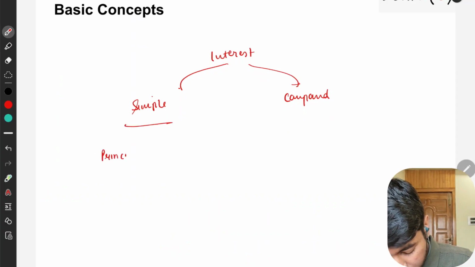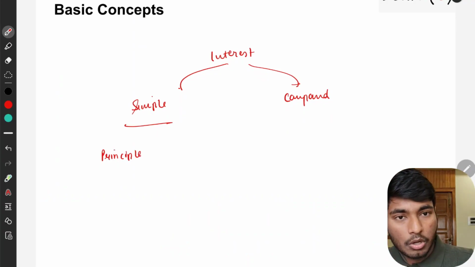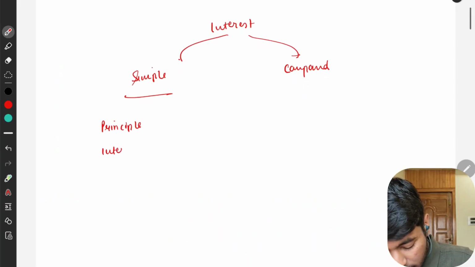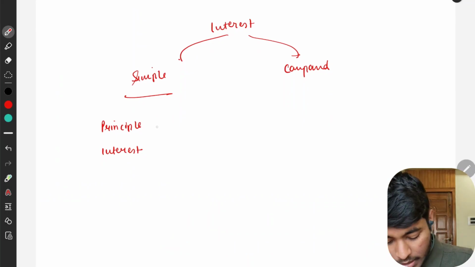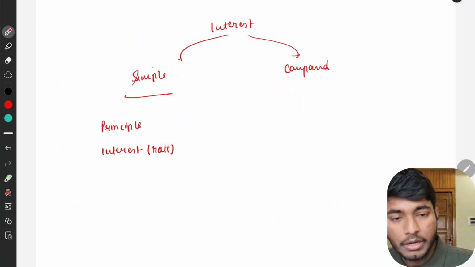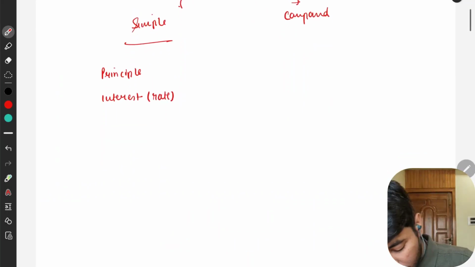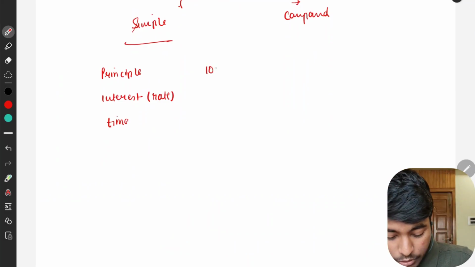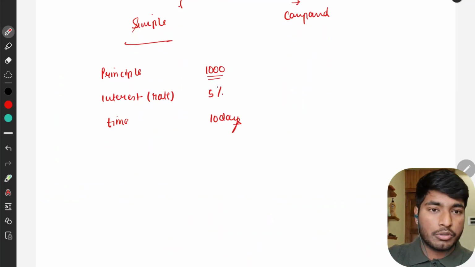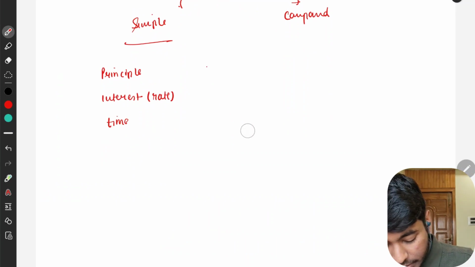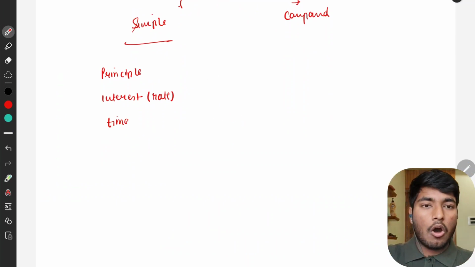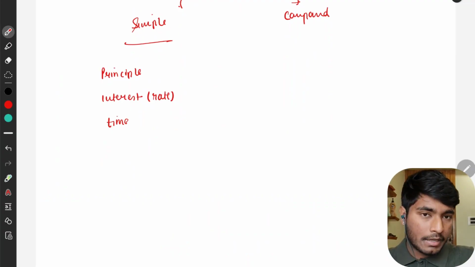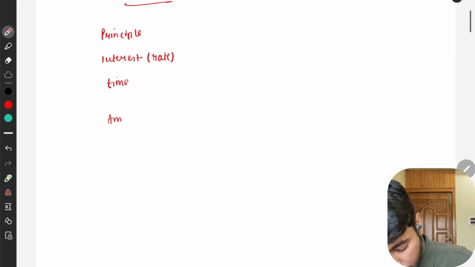So simple interest means there is a particular sum of money. That particular sum of money is known as the principal. On that principal I will be putting some interest. The interest will be at a particular rate, and that interest will be for a particular time. Let's say in this question I have given you an amount of rupees 1000 at an interest of 5% for 10 days. So that is the scenario in this question. And after this, the money that will be returned, or the net thing that I will get at the end, will be known as the amount.